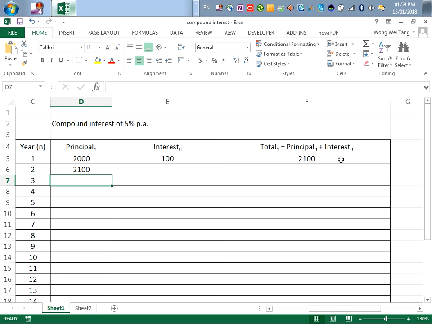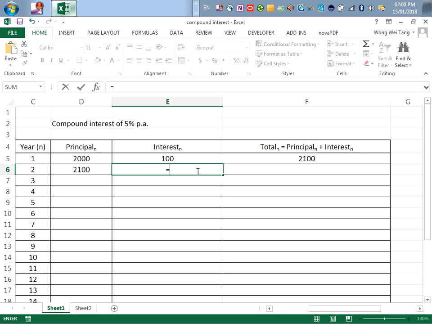And how do I calculate the interest this time? Okay, so now look at the calculation. The interest is still going to be equals to principal, but now my principal changed. Okay, times how much? 5% again. How much is my interest now? 105. Isn't that better? In the second year, my interest has increased from 100 to 105, right?